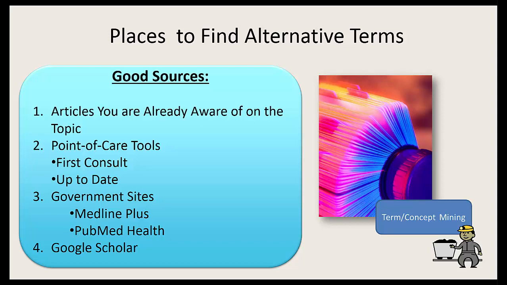Point of care tools like First Consult and UpToDate are also good for this, as well as government sites like Medline Plus and PubMed Health. They will all provide you with alternative terms. Google Scholar is also a good place where you can find articles that may be able to help you come up with alternative terms for your search.